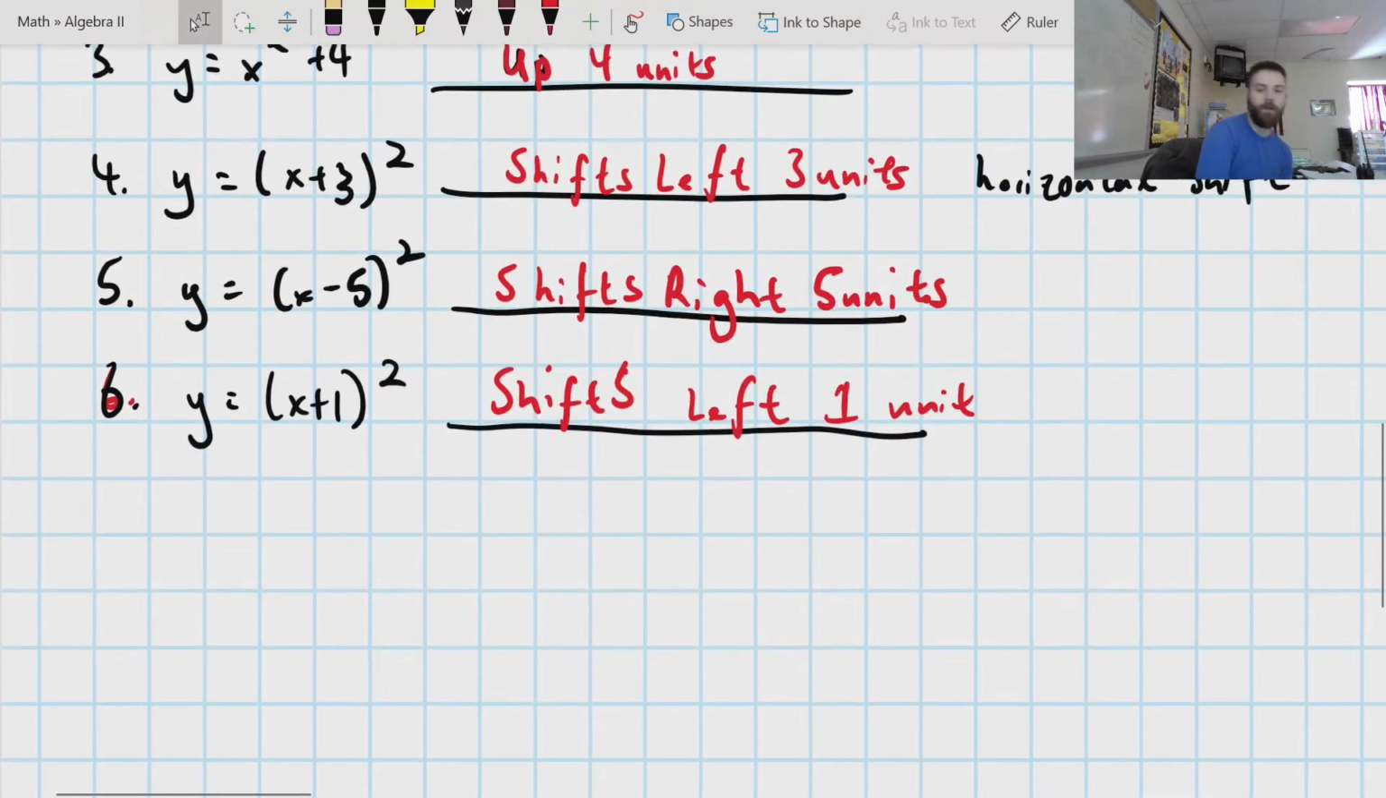So anything on the inside of those parentheses of that quadratic, it's going to shift it left and right depending on the value. If it's positive, it's going to shift it left. If it's negative, it's going to shift it right. Positive left, negative right. For vertical shifts, it's going to shift it up and down. If it's positive, it'll shift it up. If it's negative, it'll shift it down. So horizontal shift, again, works opposite the way you think it does. If it's negative, it shifts right. If it's positive, it shifts left.